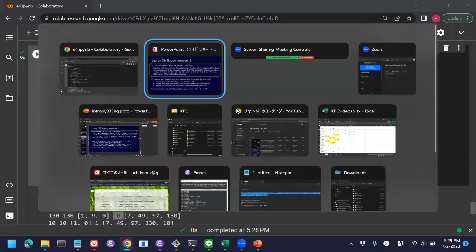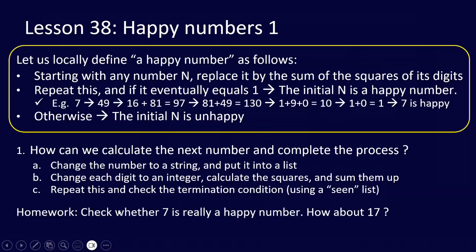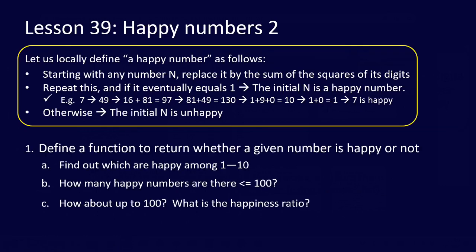So I hope you understand the process. Let's go on to today's lesson. Actually, we forgot to do the homework, but here we're doing it. So this is the definition of a happy number. Define a function to return whether a given number is happy or not. Think about it. Stop the video and implement it yourself.